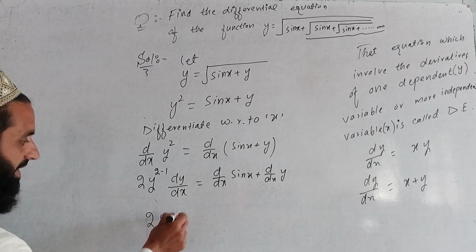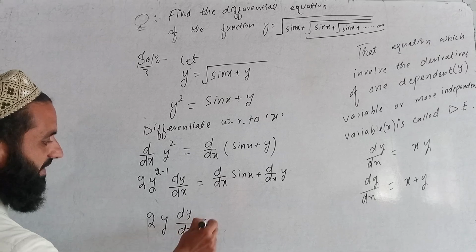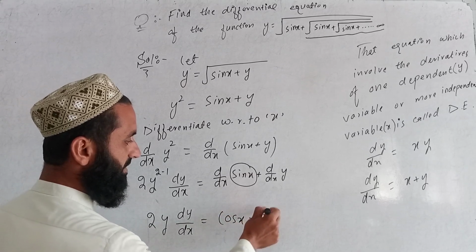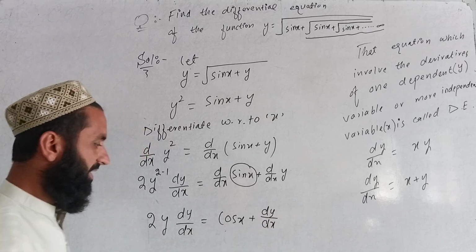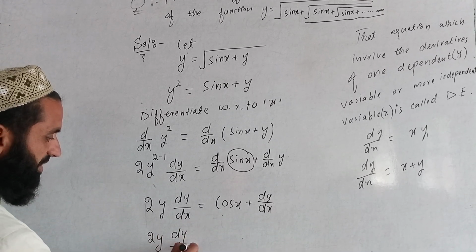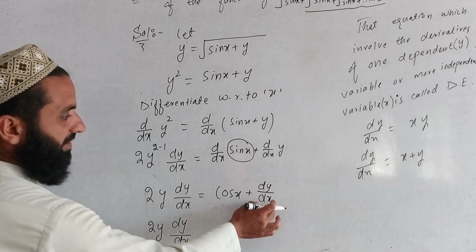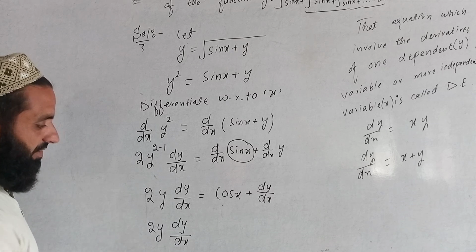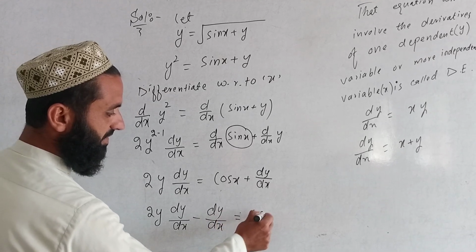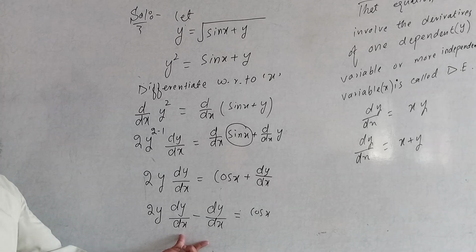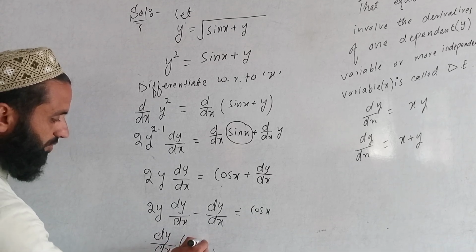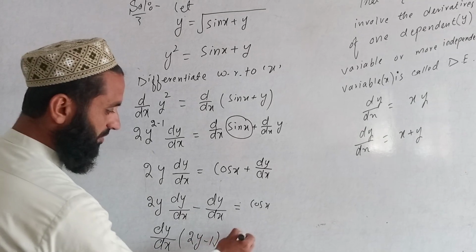So 2y into dy divided by dx equal to derivative of sin x, which is cos x, plus dy divided by dx. So 2y into dy by dx, shift this dy divided by dx to the left hand side to get minus dy divided by dx equal to cos x. Now taking common dy by dx from left hand side to get dy divided by dx times 2y minus 1, which is equal to cos x.